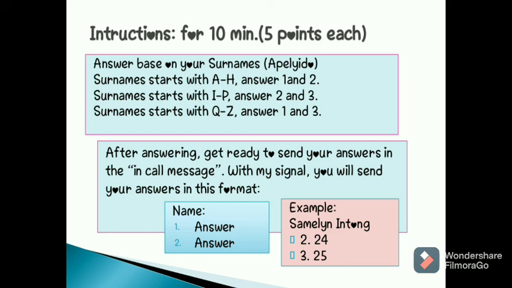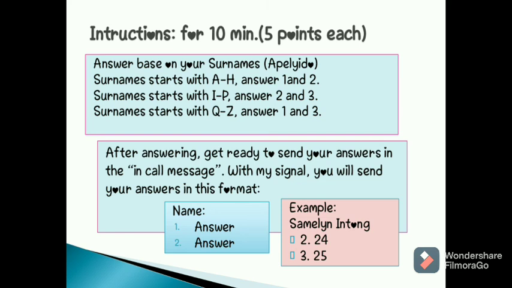Surname starts with A to H, answer 1 and 2. Surname starts with I to P, answer 2 and 3. Surname starts with Q to Z, answer 1 and 3. After answering, this is not applicable for you. After answering, you are going to put it in the private comment section of your Q4 week 4 activity. So we have here the example for format of your answers. Your name and then the numbers you are going to answer. Since my surname starts with letter I, I answer 2 and 3.